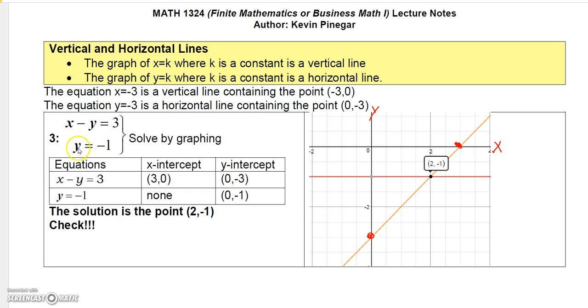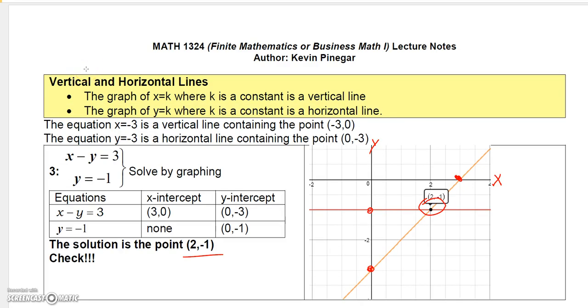But the line y equals negative 1 would be the horizontal line that contains the point 0, negative 1. And there's the point 0, negative 1 right there. So you just draw a horizontal line through it, and then you find where the two lines intersect. You can see they intersect at this point. This is 2 units to the right, and then 1 unit down, so the point 2, negative 1 is the solution for that one.